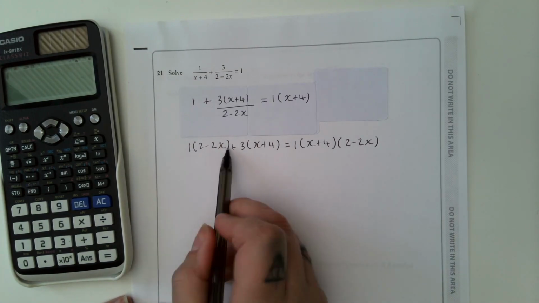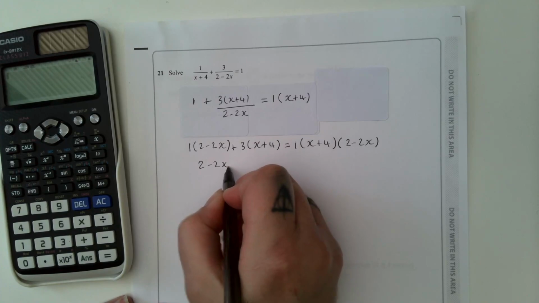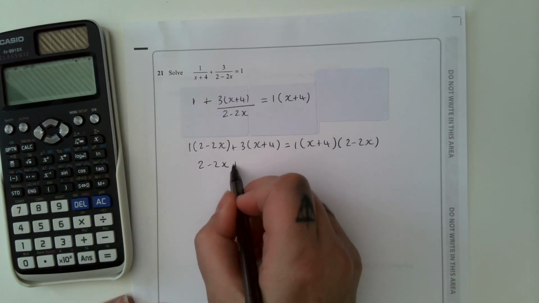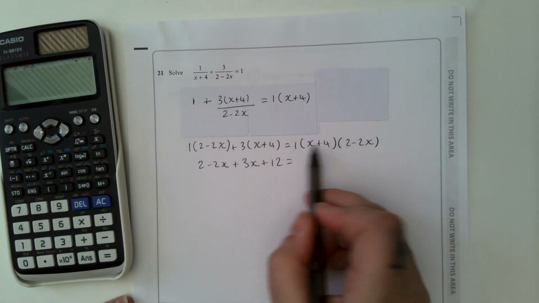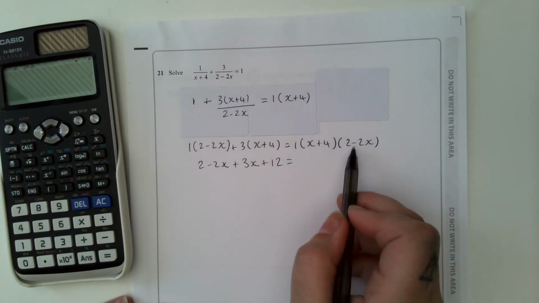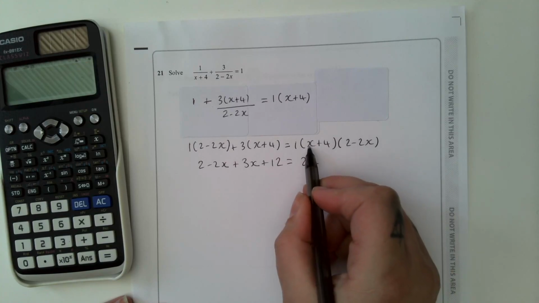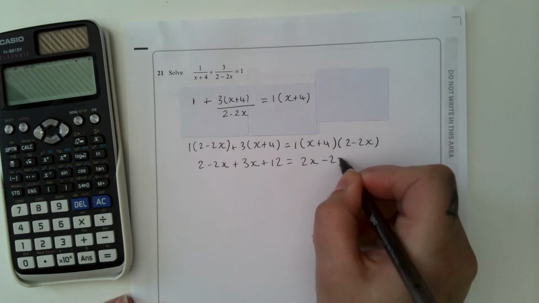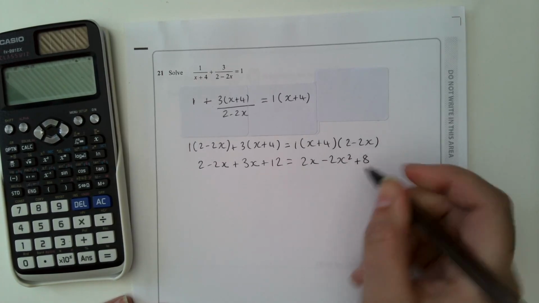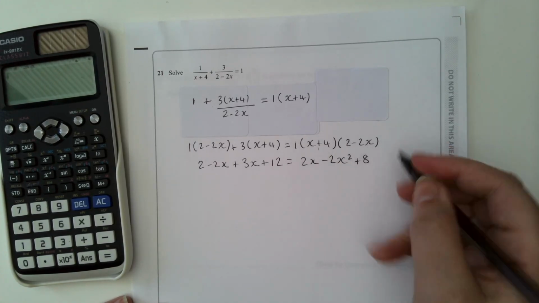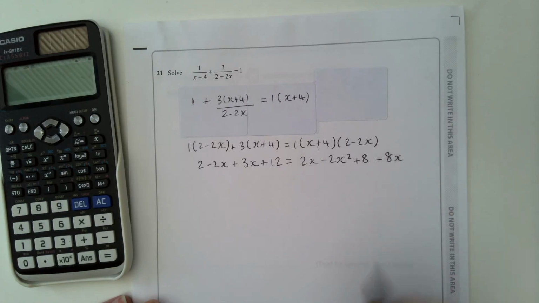So this 1 times just leaves us with that. 3 times x is 3x, 3 times 4 is 12. 1 times leaves us with that, so x times 2 is 2x. X times negative 2x is negative 2x squared. 4 times 2 is positive 8, and 4 times negative 2x is negative 8x.